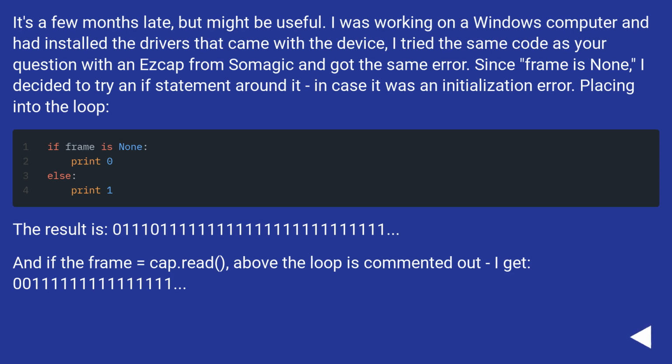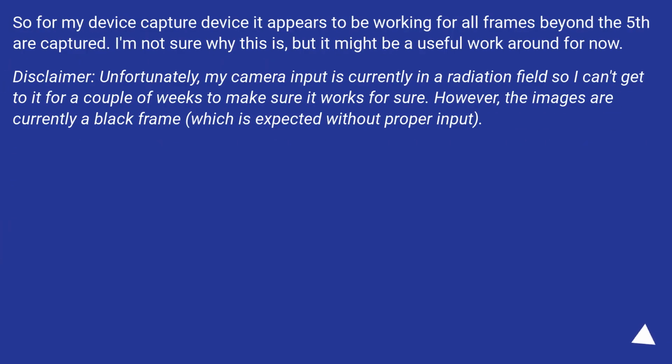01101111111111111111... With the if statement above the loop commented out, I get 001111111111111111111. So for my capture device, it appears to be working, as all frames beyond the 5th are captured. I'm not sure why this is, but it might be a useful workaround for now.